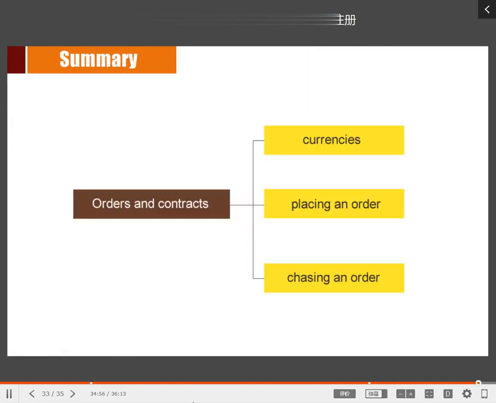Let's quickly wrap it up. So in today's class, we talked about orders and contracts. We talked about currencies, placing an order and chasing an order. And meanwhile, we focused on some phone etiquettes and also some email writing skills.